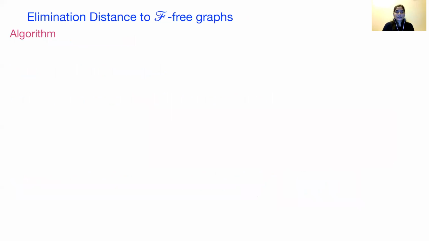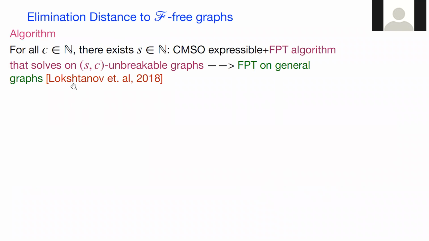Okay, so next I'll describe our algorithm. We use this lemma by Lokshtanov et al. as a black box, which says that for all integers c, there exists an integer s, such that if your problem is CMSO expressible, and there exists an FPT algorithm that solves your problem on s-c unbreakable graphs, I'll define shortly what s-c unbreakable graphs are. For the moment, consider there is a notion of s-c unbreakable graphs. So this lemma says that when the problem is CMSO expressible and it is FPT on s-c unbreakable graphs, then actually it is FPT on general graphs.